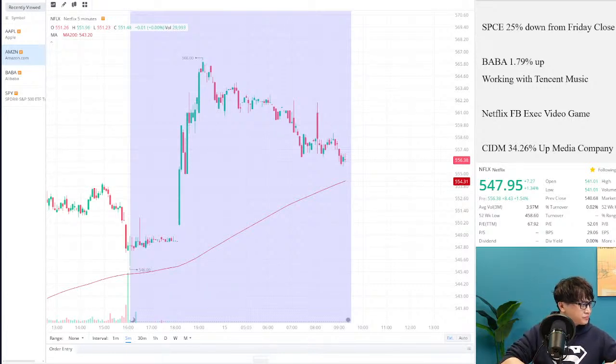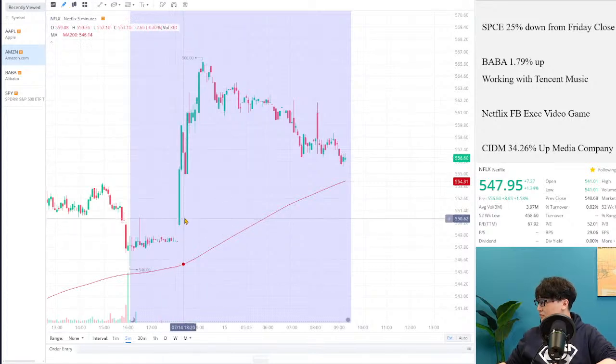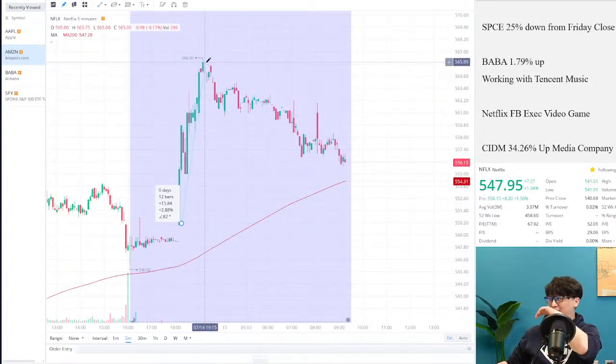Netflix risky? I do not agree it's risky if you have your size right. Of course, their spread is wide, and they have these big moves. For example, this one, how much of a move is that? Let me see. That's like a 3% move.